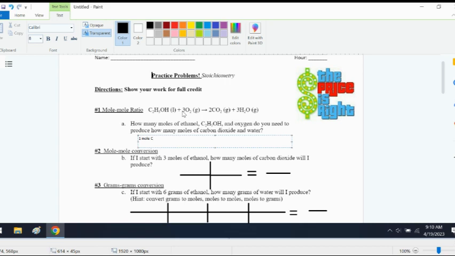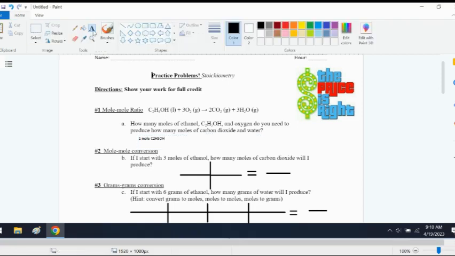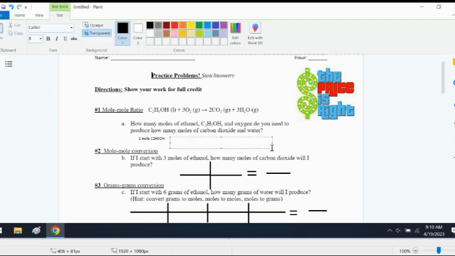I can't do subscripts in this program, but you would make this a subscript. So the 2 should be below the letter C, H5OH. And then you would say that you have 3 moles of O2 and you have 2 moles of CO2 and you have 3 moles of H2O. So hopefully fairly simple. And again, all the letter A's as you go through the worksheet are going to be just like that. You're just listing how many moles.